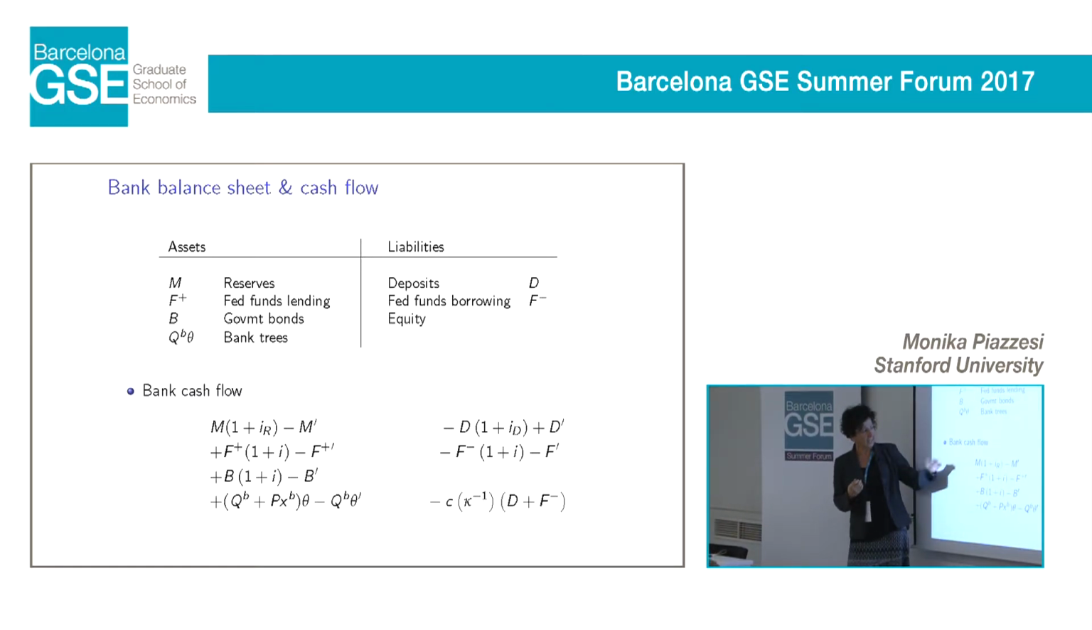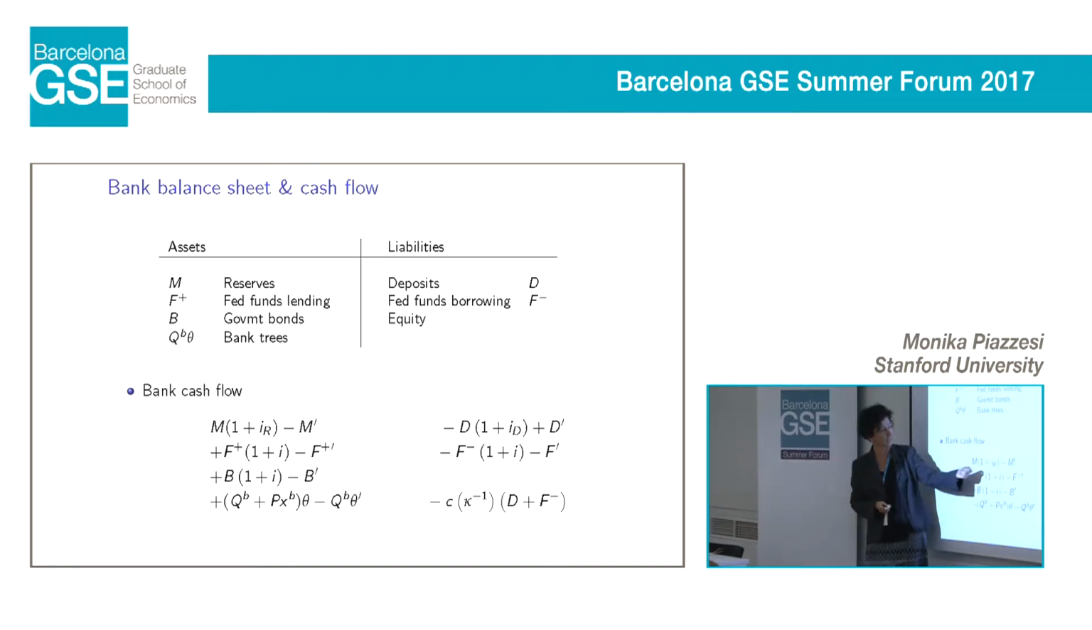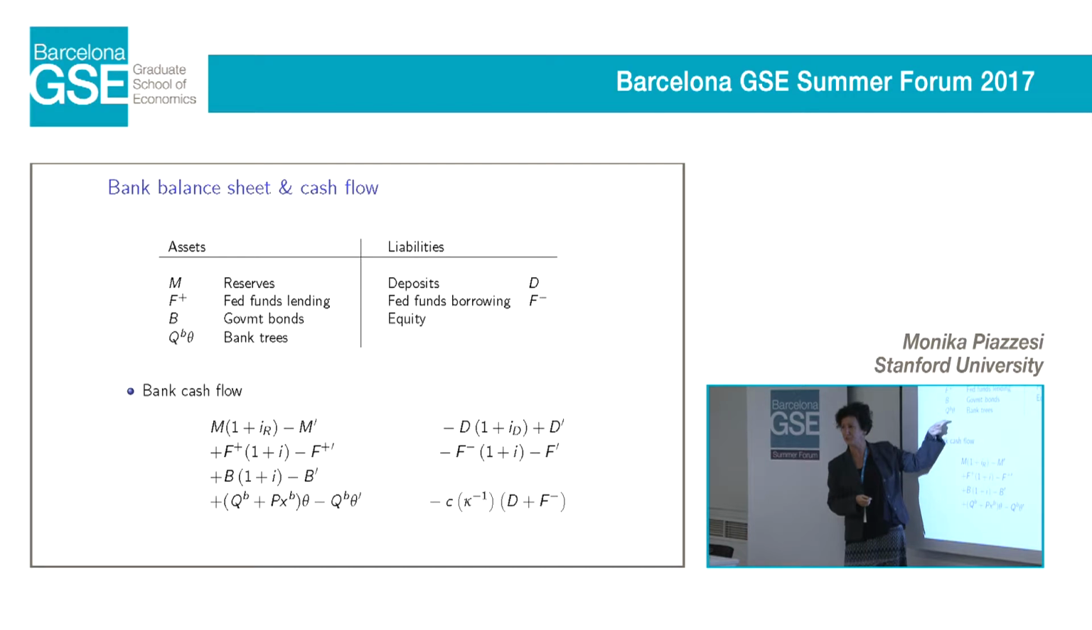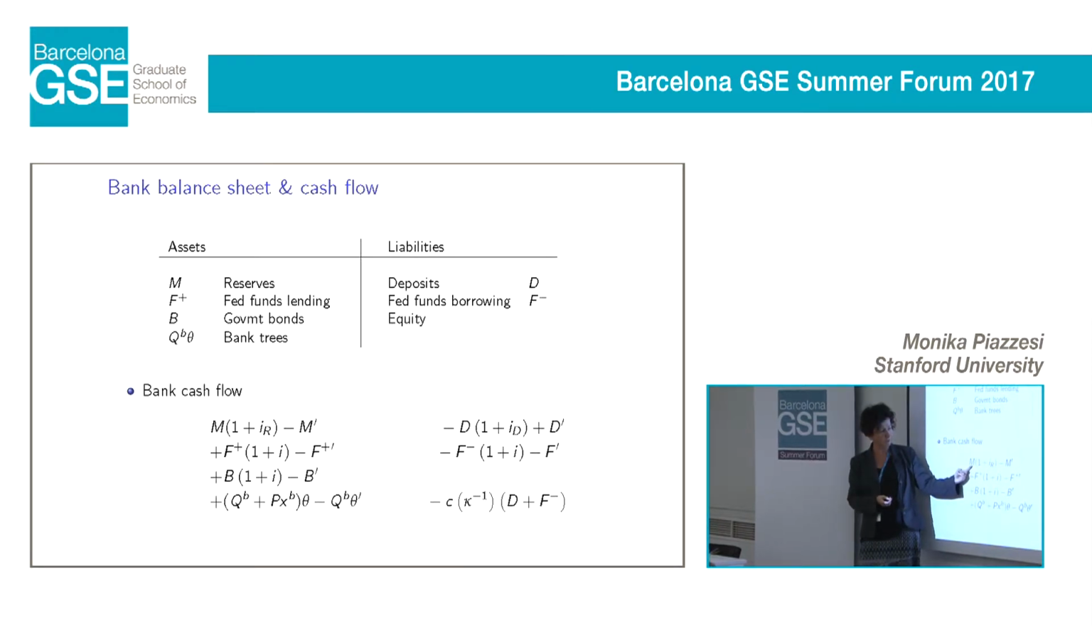So what does their cash flow look like? They're going to maximize shareholder value, which is the present discounted value of future cash flows. What does the cash flow look like? It's basically changes in all these positions. They come into the period with a certain number of reserves, and they get interest on reserves, and then they choose a new reserve position. They get interest on their Fed funds lending and choose their new lending. Basically all these changes are going to make up their cash flow.